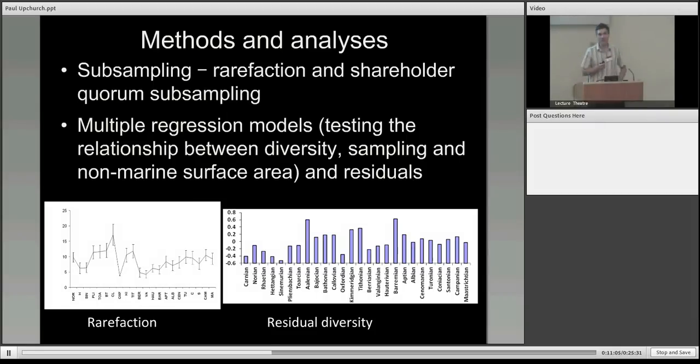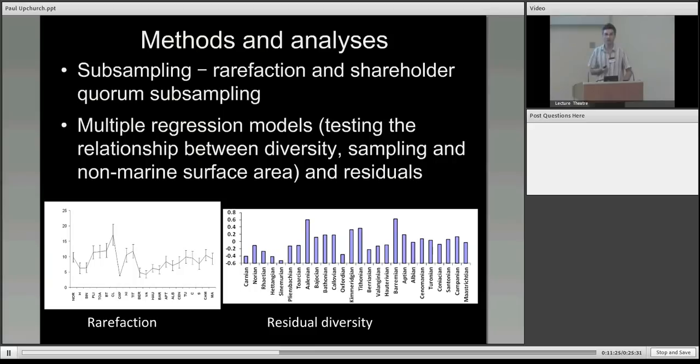So we threw a wide variety of different techniques at this problem for a couple of reasons. There are a wide variety of ways of dealing with issues of sampling in the fossil record. Wolfgang gave a very nice illustration of one of those, the rarefaction subsampling approach, and we applied that.